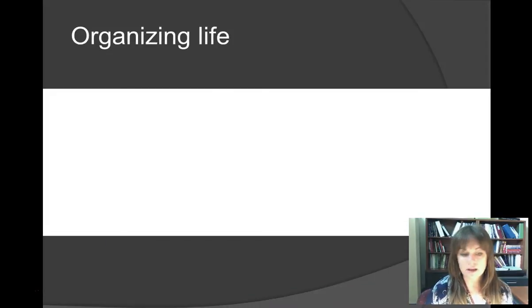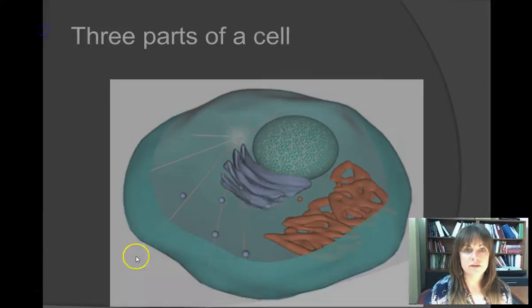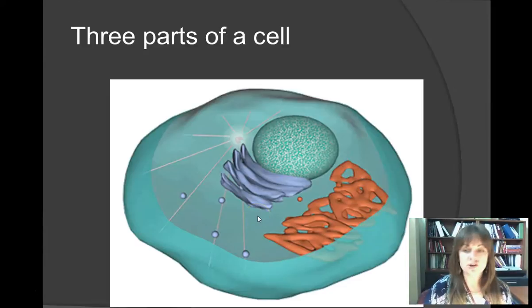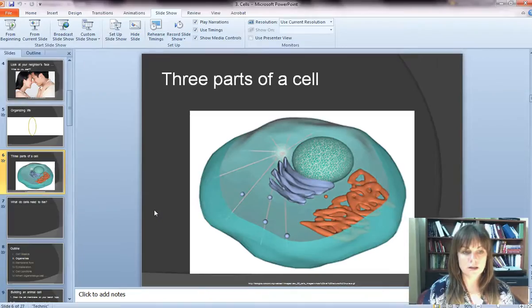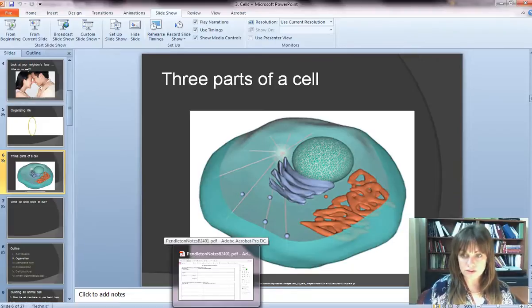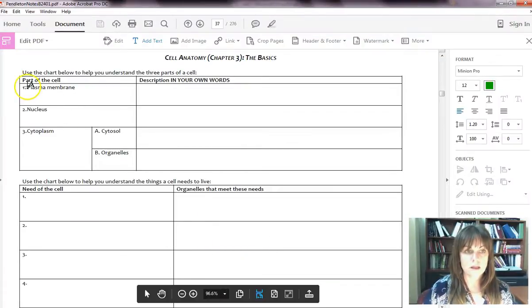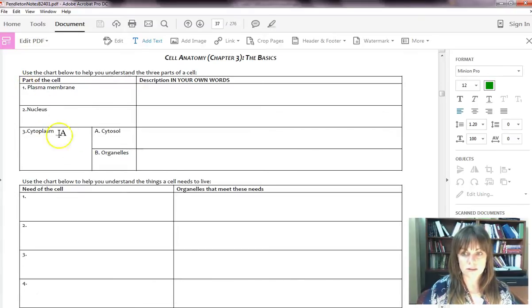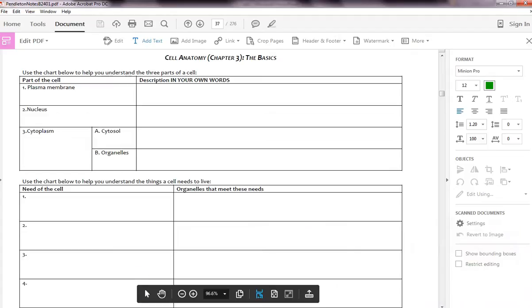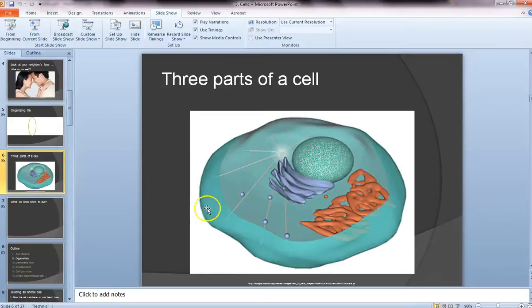Now cells generally are going to have 3 major parts. And so here's our cell. And if you're following along on the notes, then they would be right here. So these are the 3 major parts of the cell. Okay, so plasma membrane. We know that that is this boundary. That's what separates outside from inside.